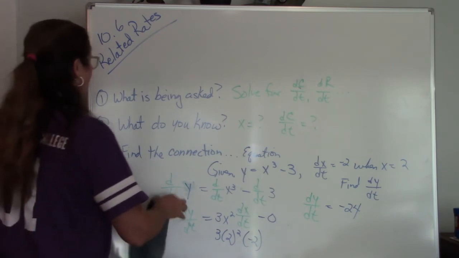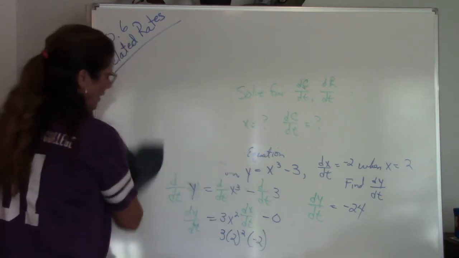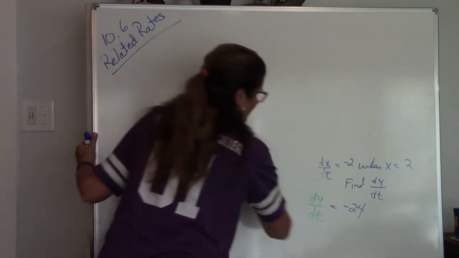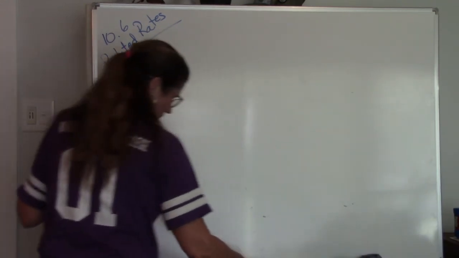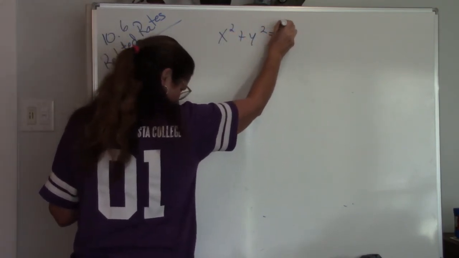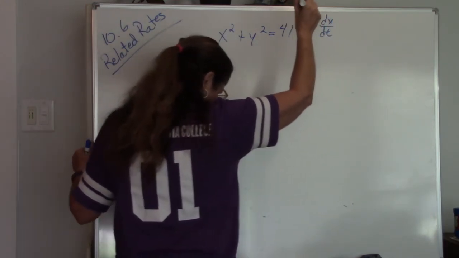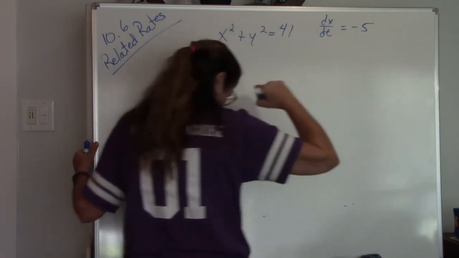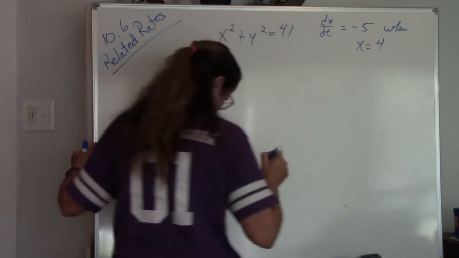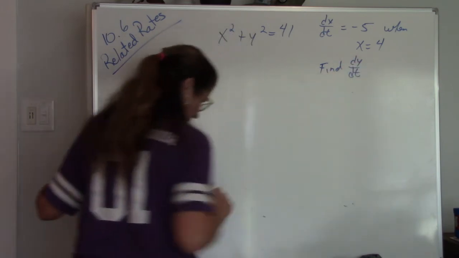Okay? So let me erase this, and we'll do one more, just straight, and then I'm going to stop this video and we'll do some word problems. All right, so our function is given: x squared plus y squared equals 41. Our dx/dt, the rate that x is changing in terms of time, is -5 when x equals 4, and they want me to find dy/dt.